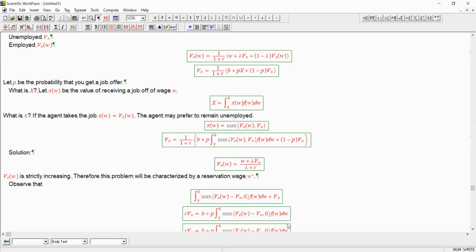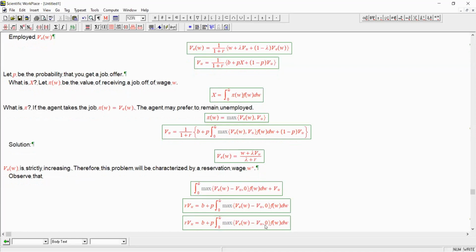Next step, we know that below W star, the value of this integral is 0, exactly. And above it, it's going to equal this. And so what we can do is instead just rewrite this in terms of W star. And that's going to be correct as well.